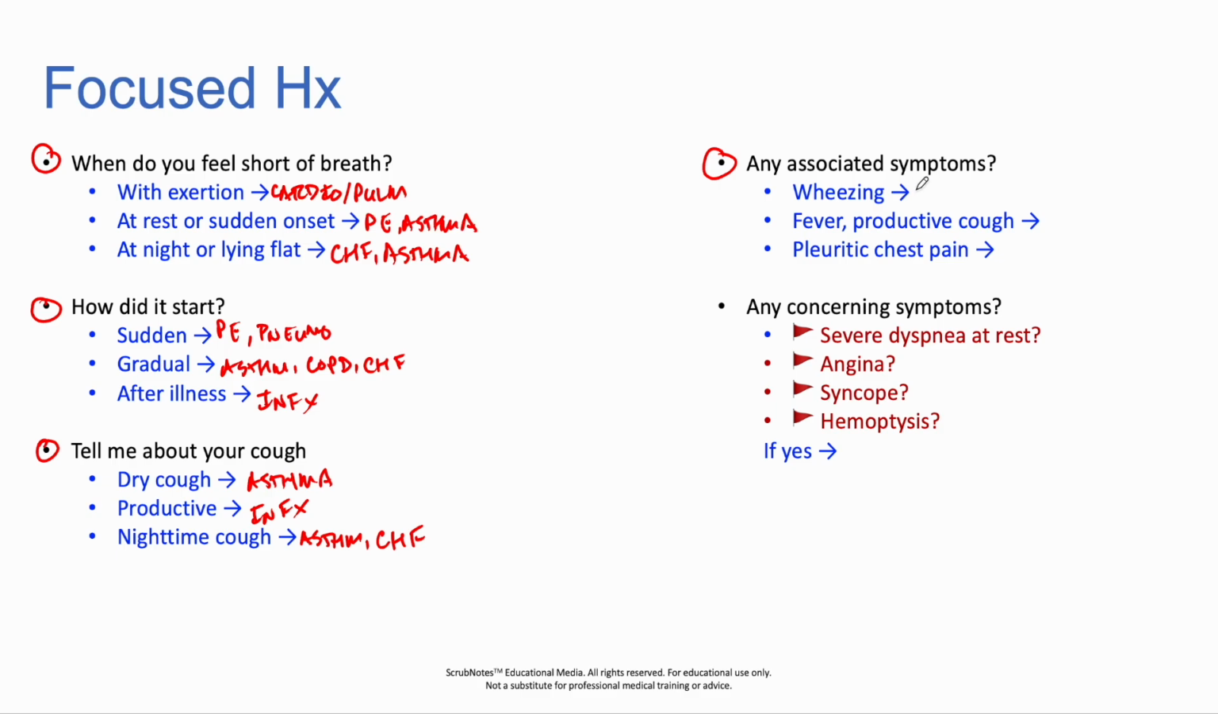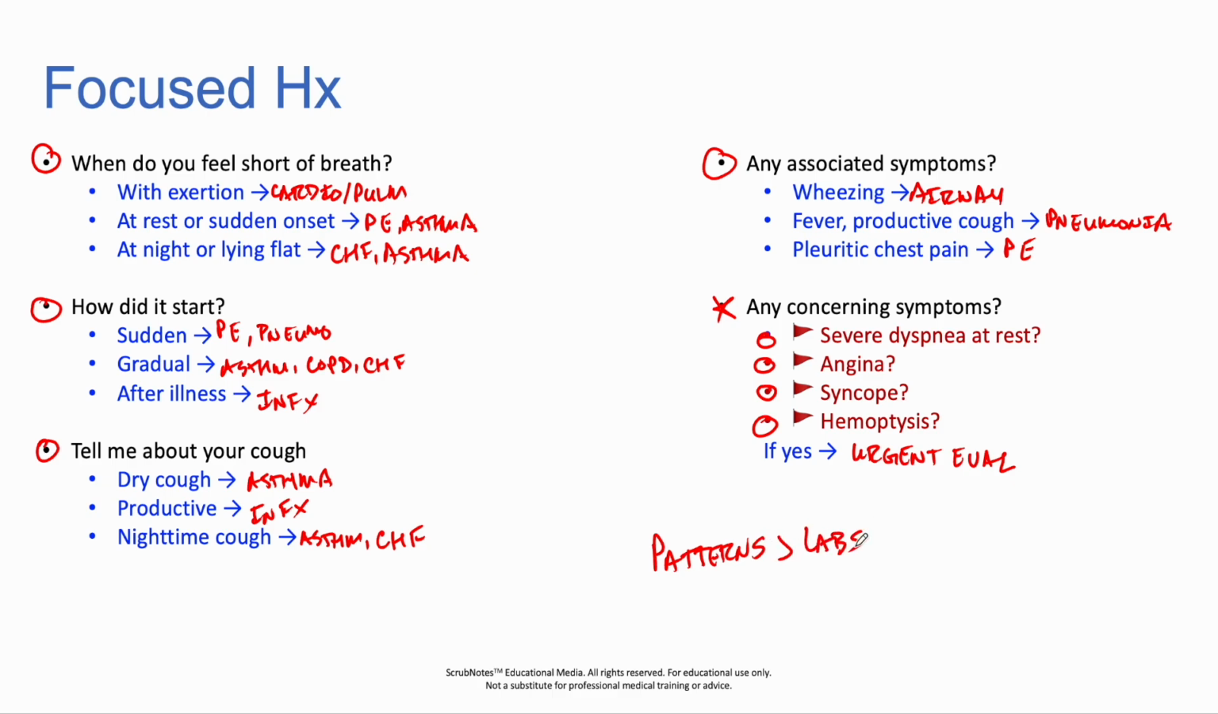Then you want to make sure that you ask about any associated symptoms. So if there's wheezing, that's an airway obstruction. If there's fever, productive cough, more likely pneumonia. Pleuritic chest pain is indicative of PE. And then, of course, we want to ask about any concerning symptoms like severe dyspnea at rest, chest pain, syncope, hemoptysis. So if it's yes to any of those, you probably want to refer for an urgent eval. By asking focused history questions, this is exactly how we narrow differentials across every chief complaint in this video series. So remember, patterns first, don't go chasing labs first.